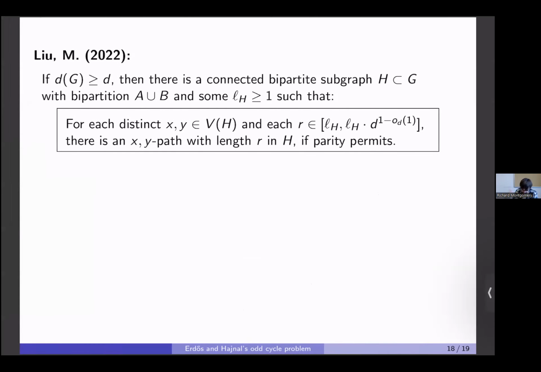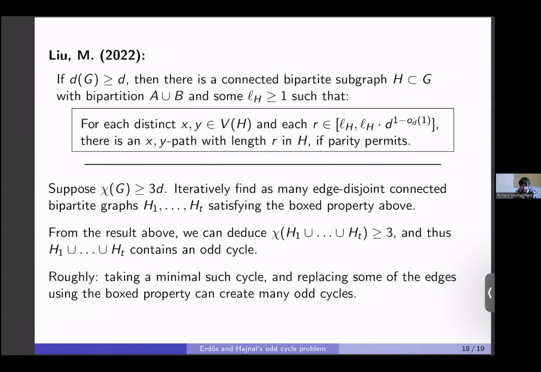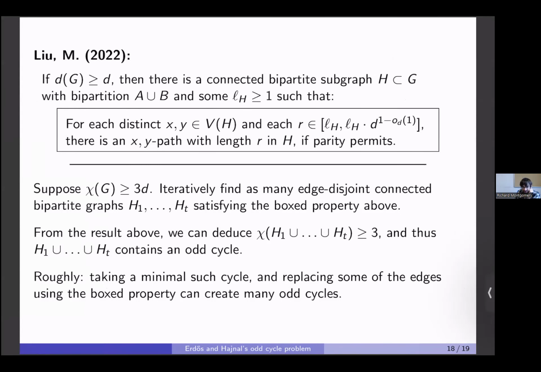So that's the result that I had. Again, the upshot of all our work. Given some high chromatic number, we want to iteratively find as many edge disjoint connected bipartite graphs, Hi, satisfying that box property. And then from that result, we know that the union of those graphs has chromatic number at least 3, and therefore it contains an odd cycle.